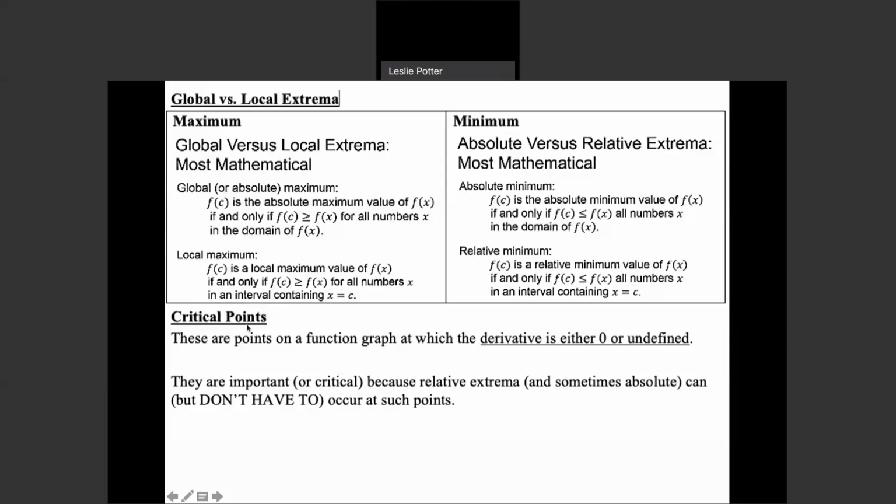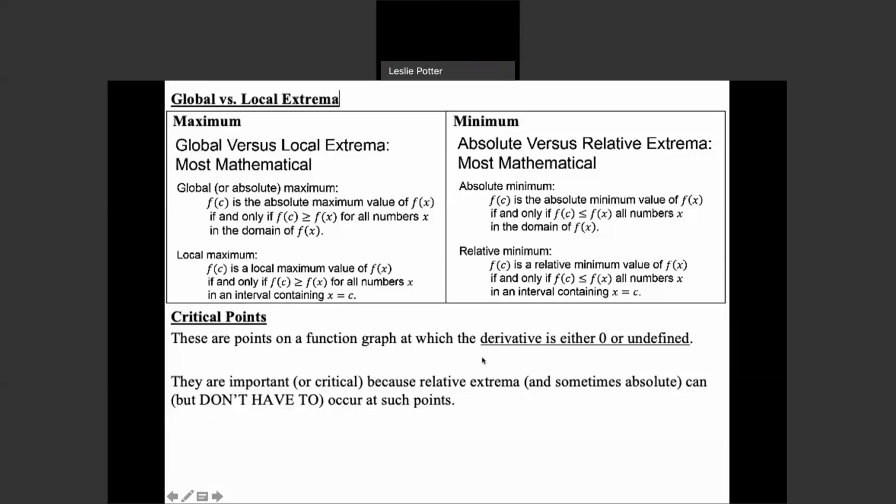Okay, so we're kind of switching gears here. Now we're going to talk about critical points, and critical points kind of tie in. The definition of critical points: locations on a function graph at which the derivative is either 0 or undefined. So think about the derivative as a tangent line. The slope of that tangent line is 0, which means it's horizontal, or it's undefined, which means it's vertical. Okay, they're important, which is why we call them critical points, because the relative extrema can occur at those points.